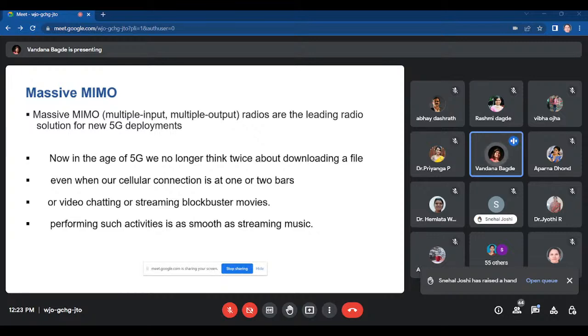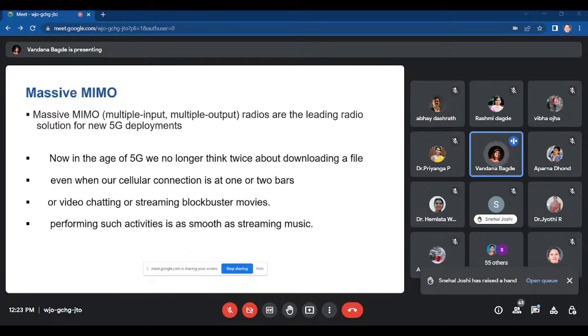But still there is a drawback. While downloading a file, a complete movie, it is taking some time. It is taking some delay. If this can be overcome within a fraction of a second, then we can say that the signal can be retrieved properly. So this can be done with the advantage of MIMO technology, like video chat, streaming, such activities like music. So therefore, this technology is helpful to the present generation.